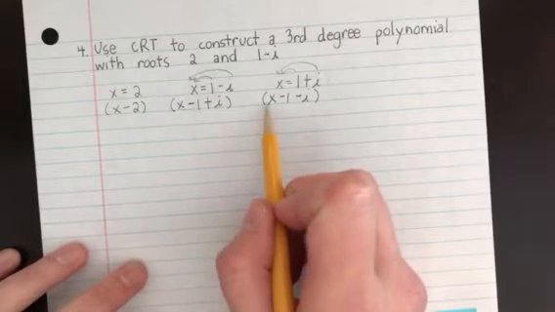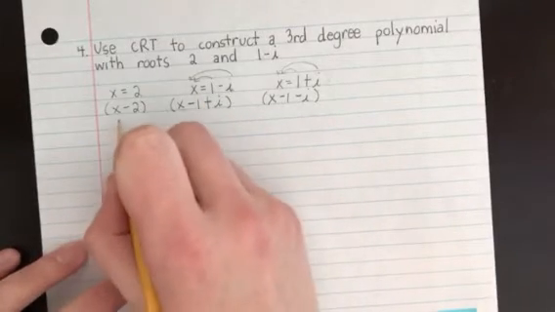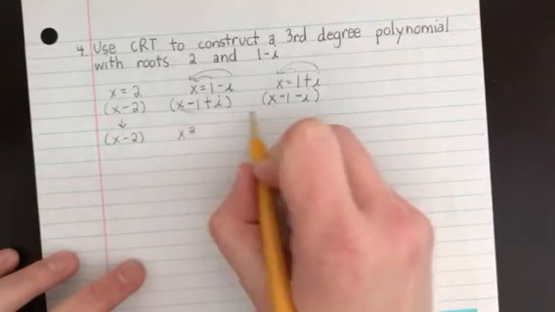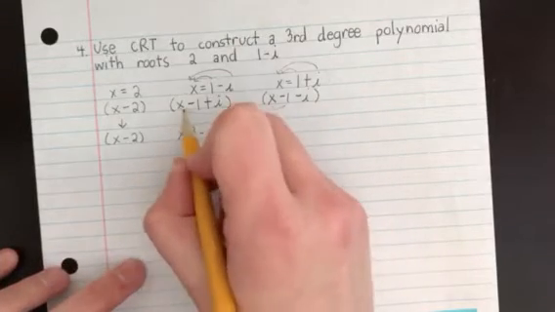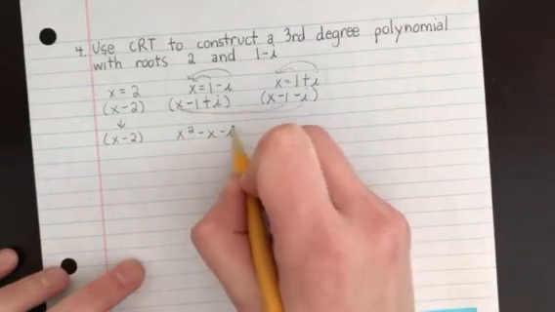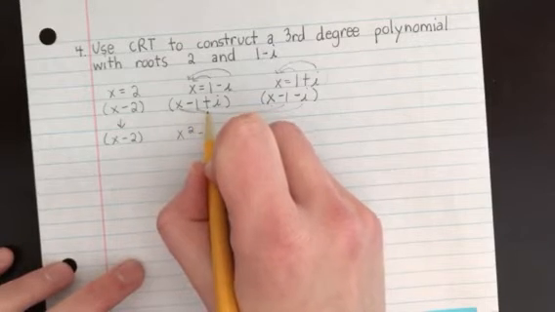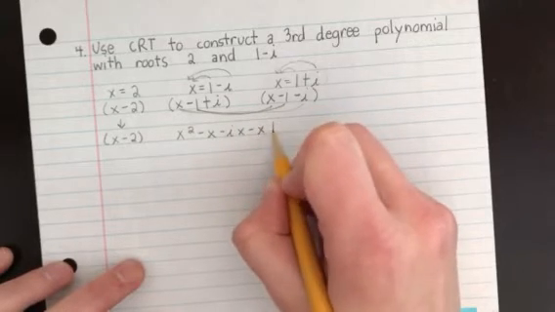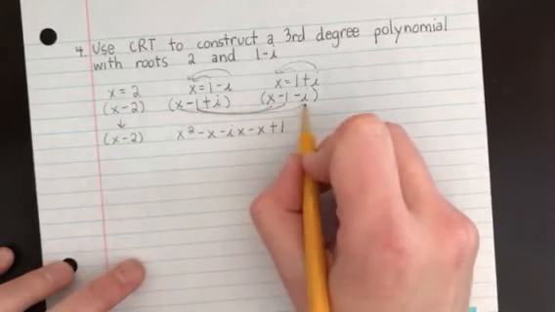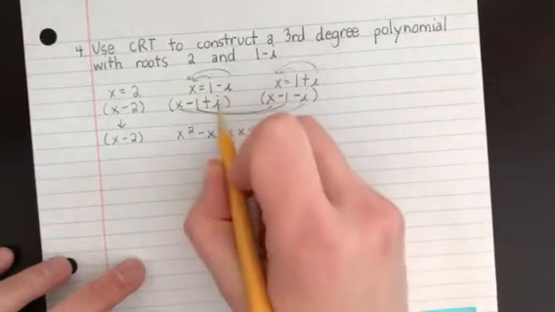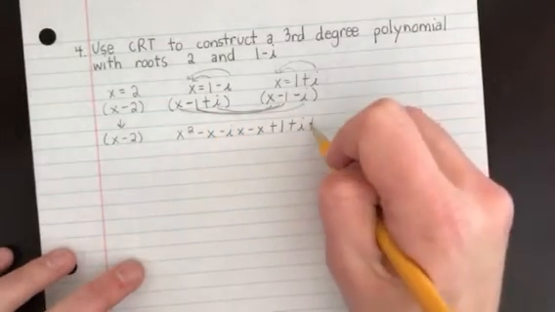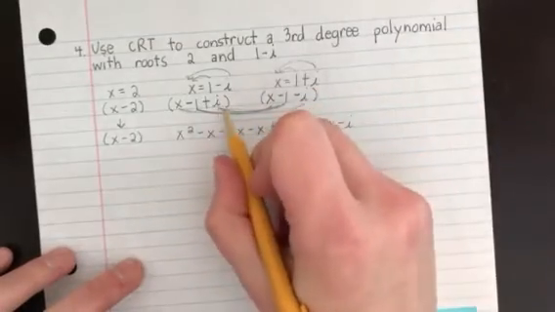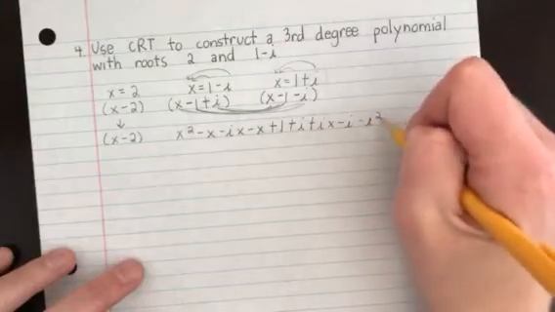So x times x, we need to distribute this x throughout, and don't forget to drag down the x minus 2. X times x is x squared. X times negative 1 is negative x. X times negative i is negative ix. Then we start with the negative 1. Negative 1 times x is negative x. Negative 1 times negative 1 is positive 1. Negative 1 times negative i is positive i. Then I go here. i times x is ix. i times negative 1 is negative i. And then i times negative i is negative i squared.